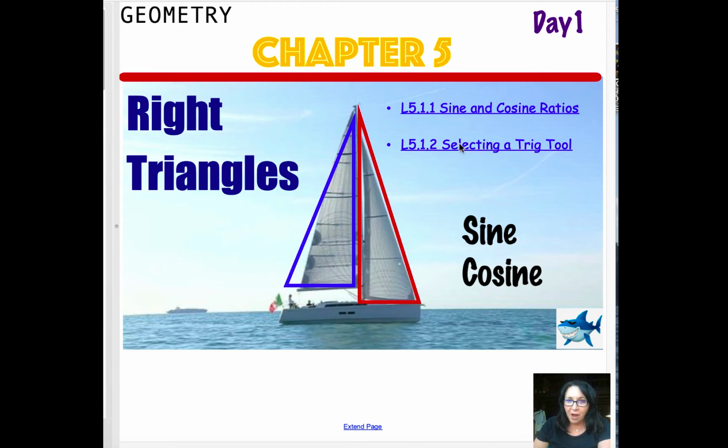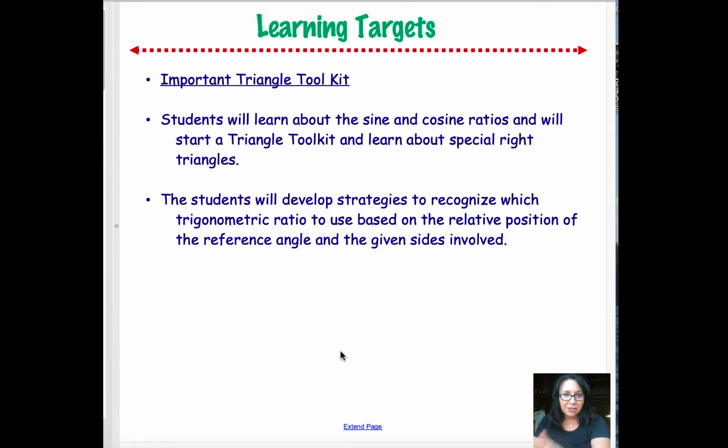This is chapter 5, day 1 of right triangles, introducing sine and cosine and adding that to our tangent toolkit. So let's get started. First thing that we're going to cover is going over our learning targets, but you should look at your toolkit that you have and is also on the online textbook, so something that you can add to and just take notes with.